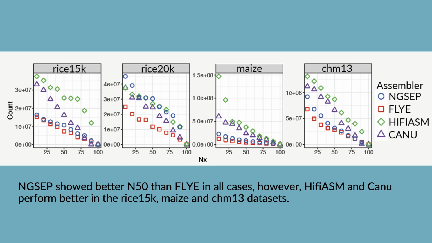In all cases, our algorithm showed better continuity than Flye, but in the more complex genomes of maize and the human cell line, which were sequenced at lower depth, it ranked below Canu and HiFiasm. However, we obtain genomes that are still highly contiguous and accurate with N50 values above 10 megabases.